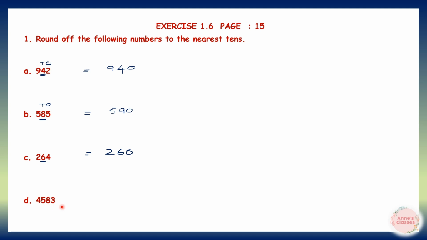Let's take the next digit, ones, tens. In the tens place, we have 8. The digit next to it is less than 5. 3 is less than 5. So 8 will remain as it is. All the other digits will remain the same. So let's write that. So we have 4, 5, 8 will remain as it is. In the place of 3, we put a 0. So what is our number now? 4580. We have rounded off 4583 to this number.